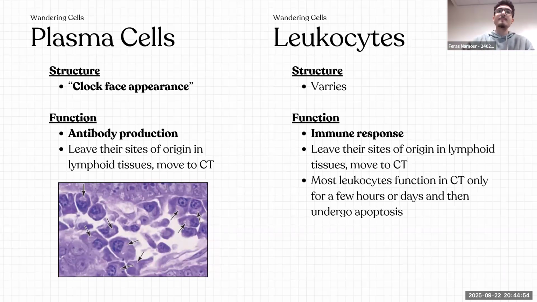Antibody production, all right? And leukocytes, you guys have an entire lecture on that. Their main function is the immune response. They vary. You have many different kinds, eosinophils, neutrophils, and so on, all right?